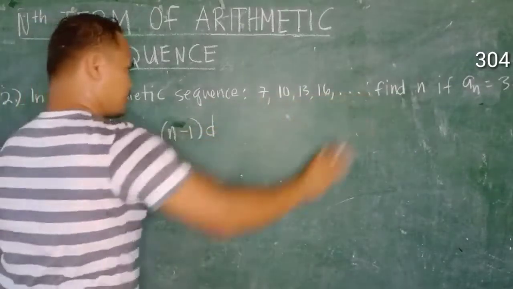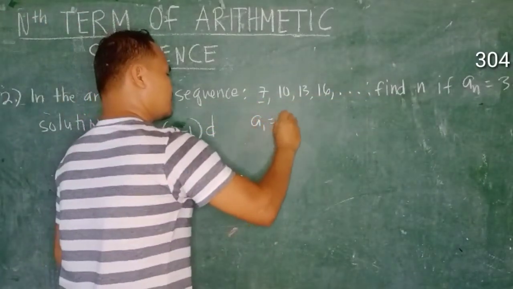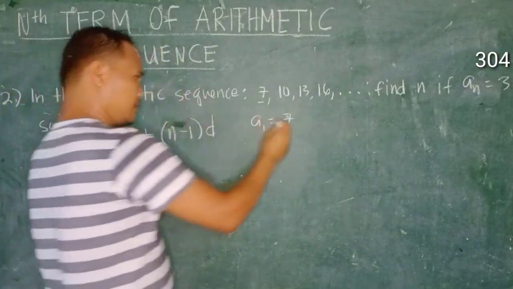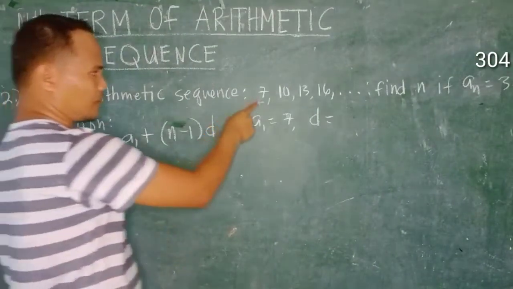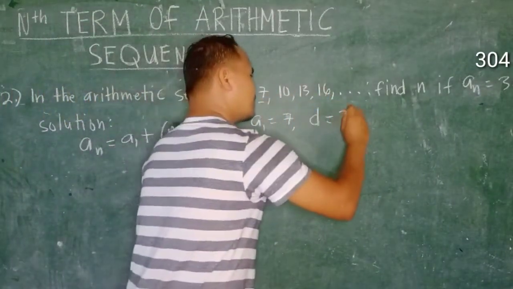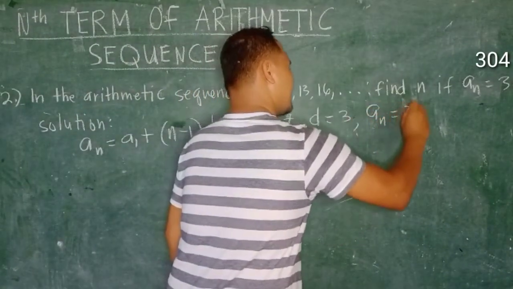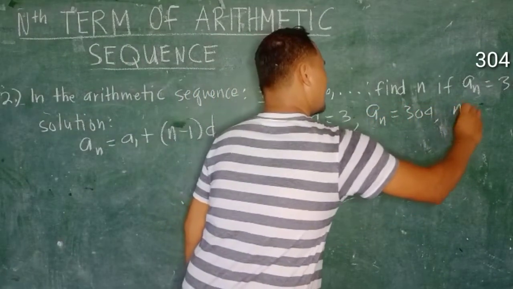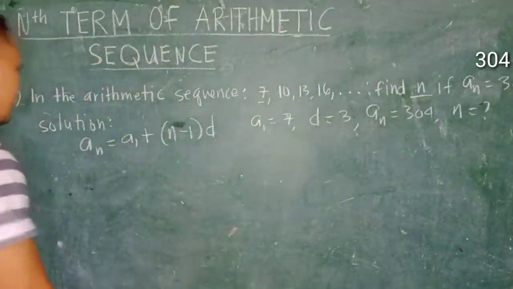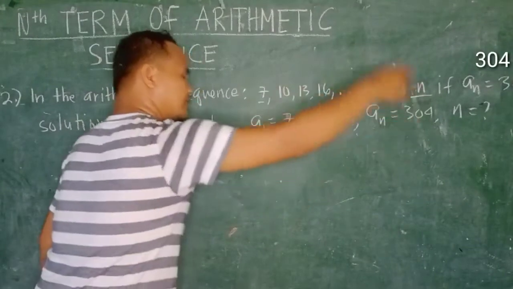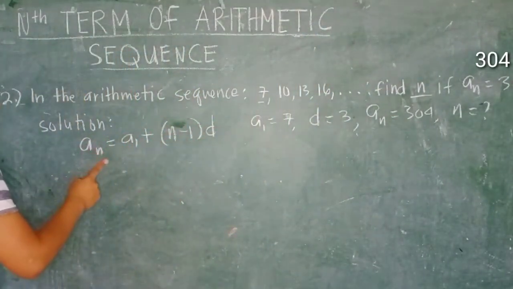So in our sequence, the first term is 7. So here, a sub 1 is equal to 7. And then, our common difference is 10 minus 7, that's 3. So that's our common difference. Our a sub n is 304. We're asked to find the number of terms, n. Okay, so based on the given sequence, we can now apply the formula.